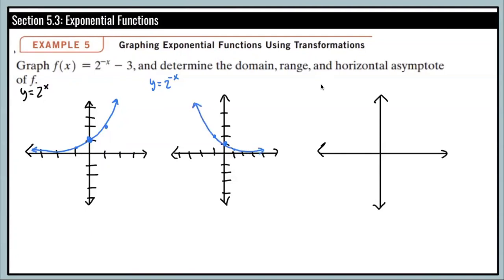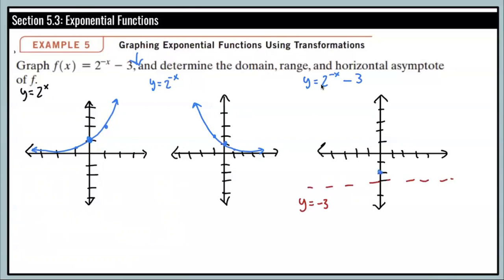Okay. And last but not least, since the -3 is on the outside, you're going to go down, right? So now we're going to graph y equals 2 to the negative x minus 3. Now, one thing I want you to remember is that we had a horizontal asymptote at y equals 0. So the -3 is going to move our horizontal asymptote to -3. So we're going to go down right here. So that's going to be y equals -3. And all our points are shifted down 3 spaces.